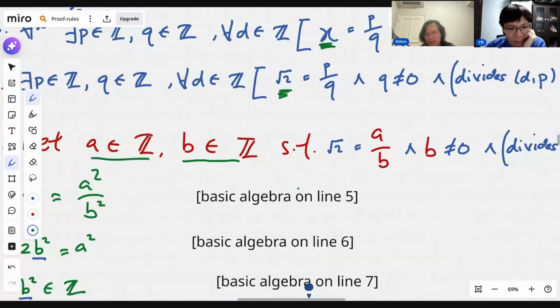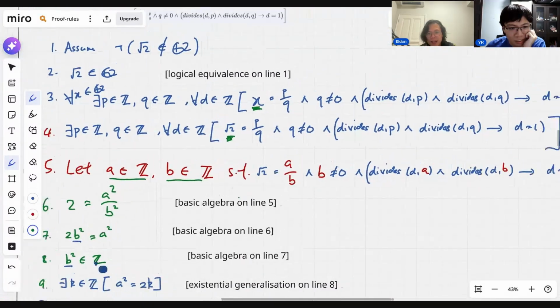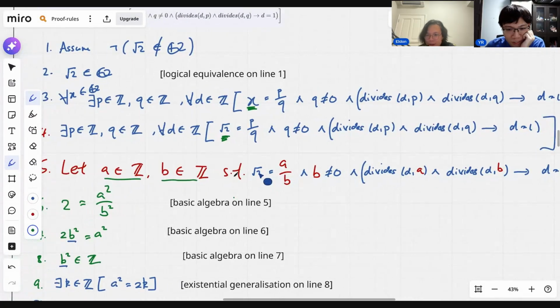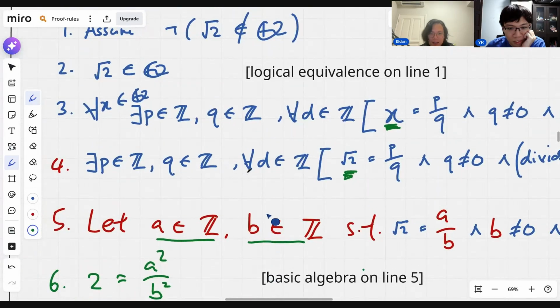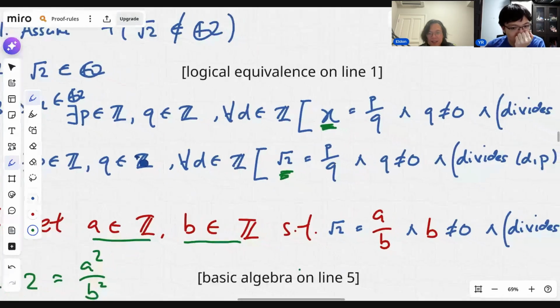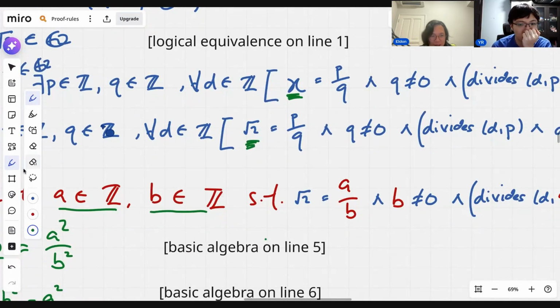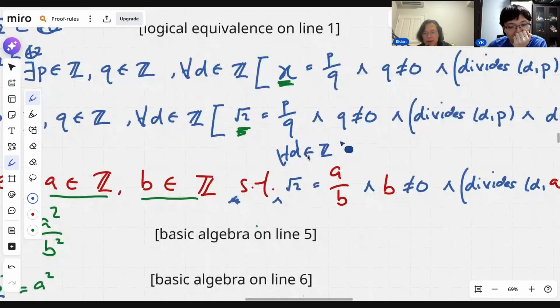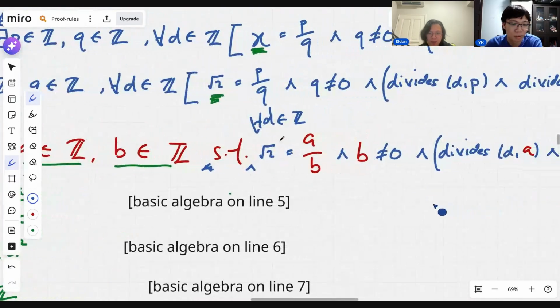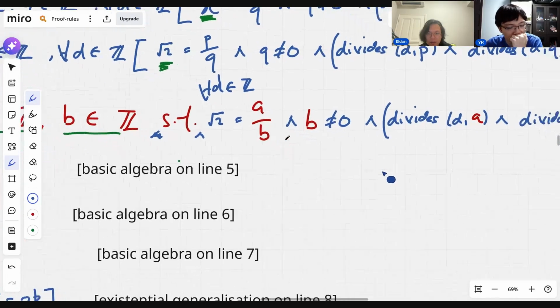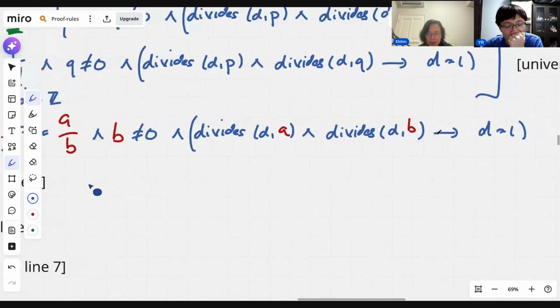Oh, let's look at line 5, right? So what does line 5 say? Oh, we're missing something. Where's the for all? Oh yeah, no, sorry, not line 5, line 4. We want to look at line 4, right? So what does line 4 say? Oh, no, we copy pasted this wrongly. Someone should have stopped me, right? So let a and b be such that for all d in Z, then all this is true, right? So a and b were values such that this statement held: for all d in Z, d divides a and d divides b implies that d is equals to 1.